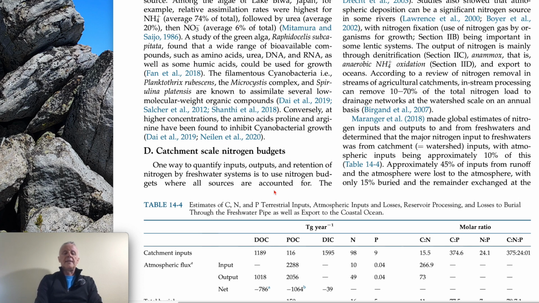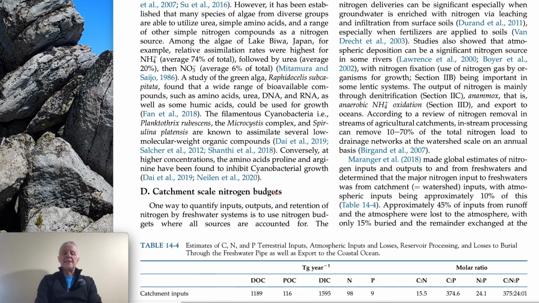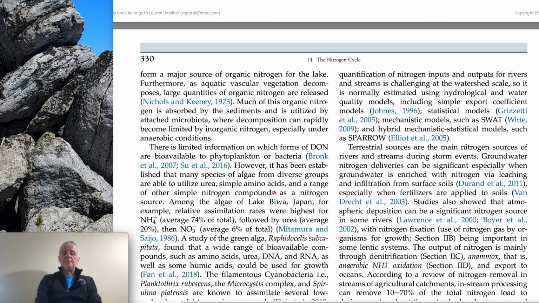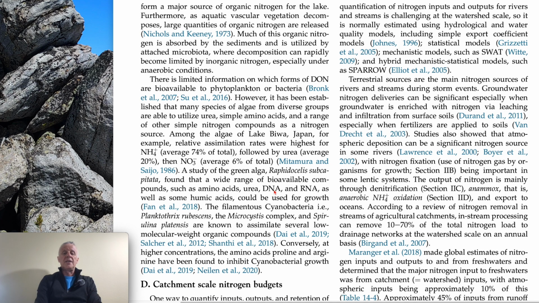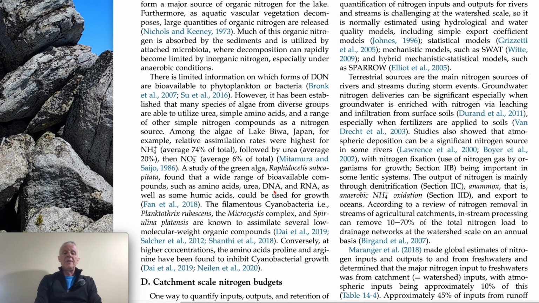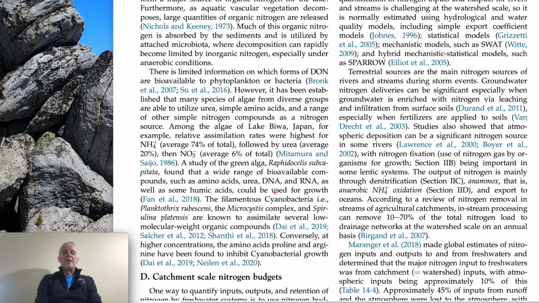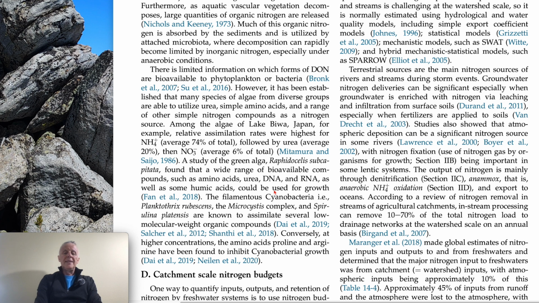Catchment scale nitrogen budgets. One way to quantify inputs, outputs, and retention of nitrogen by freshwater systems is to use nitrogen budgets where all sources are accounted for. The quantification of nitrogen inputs and outputs for rivers and streams is challenging at the watershed scale, so it is normally estimated using hydrological and water quality models, including simple export coefficient models, statistical models, mechanistic models such as SWAT, and hybrid mechanistic statistical models such as SPARROW.